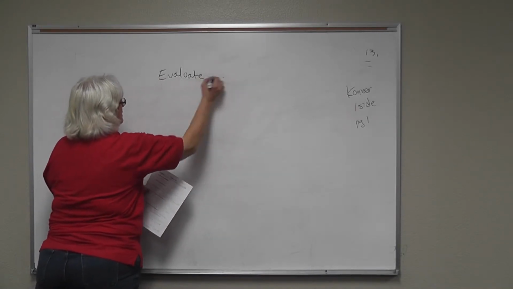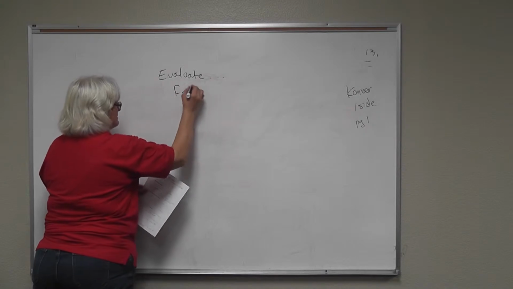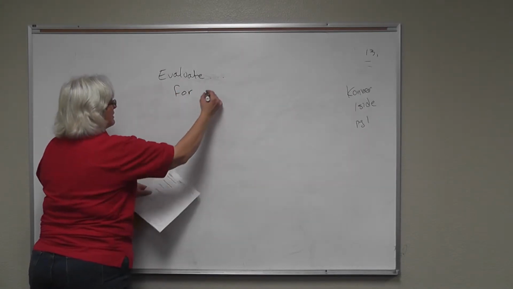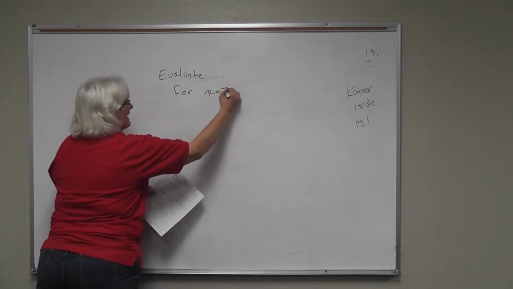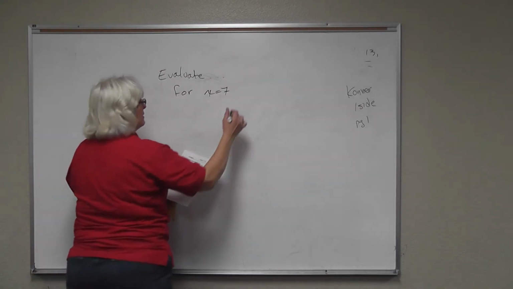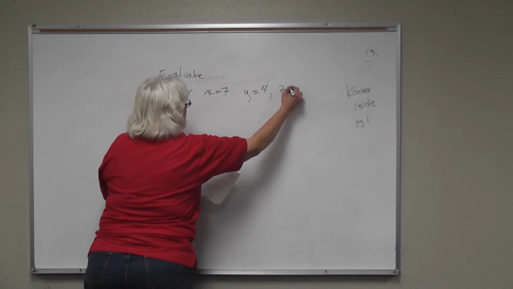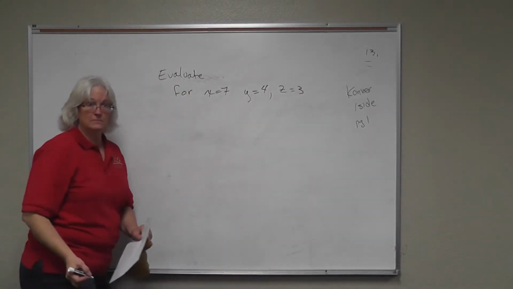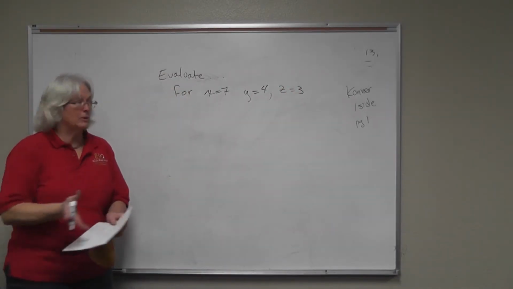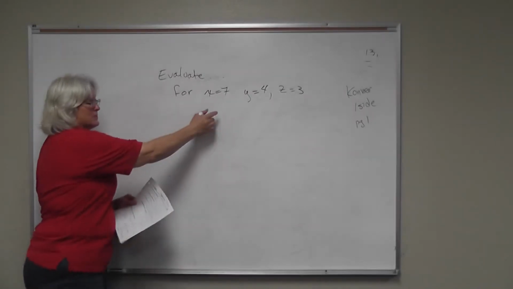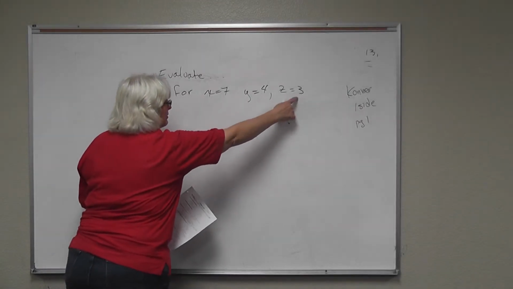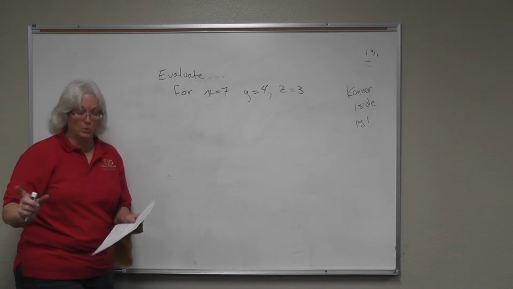Evaluate, and these are the values of the variables that they might give you. This is our example. X is equal to 7, Y is equal to 4, Z is equal to 3. So when you've got a problem and they want you to substitute a 7, a 4, and a 3 for the X, Y, or Z.